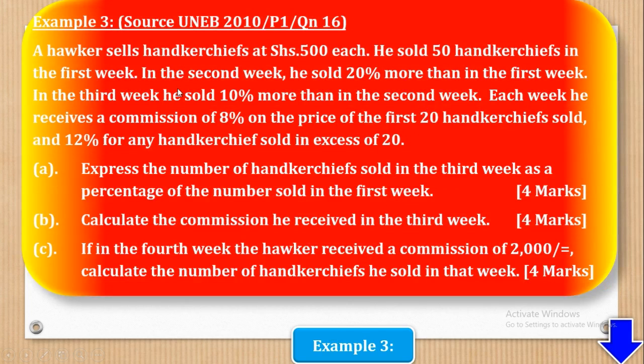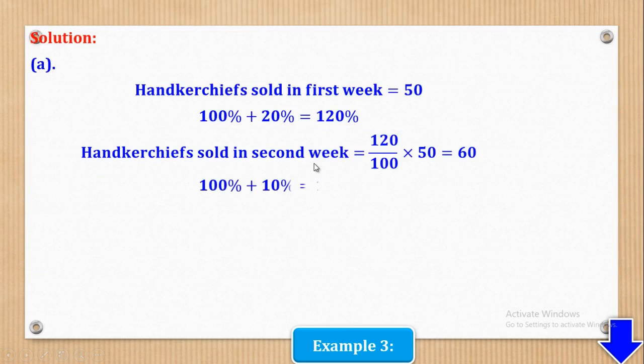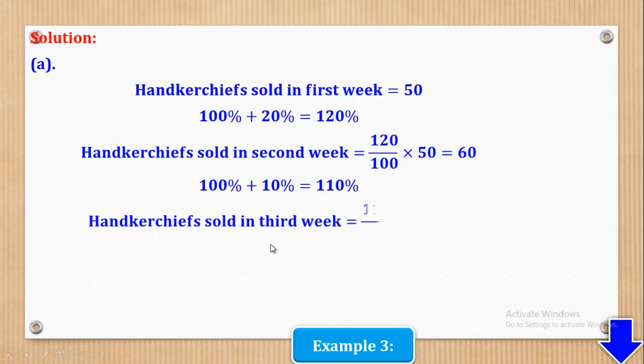In the third week, he sold 10% more than in the second week. So we shall first get the new percentage for the third week, which is 110. Then we shall get the new handkerchiefs sold in the third week, which will be 110% of those sold in the second week, which will give you 110 over 100 times 60 to come up with 66.